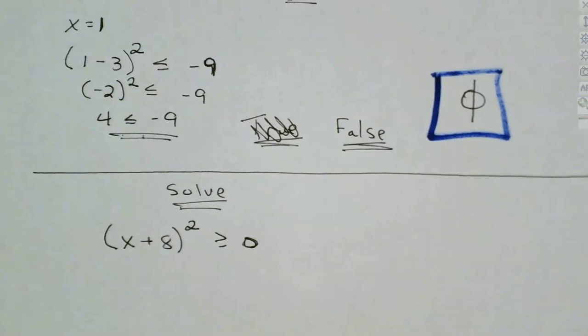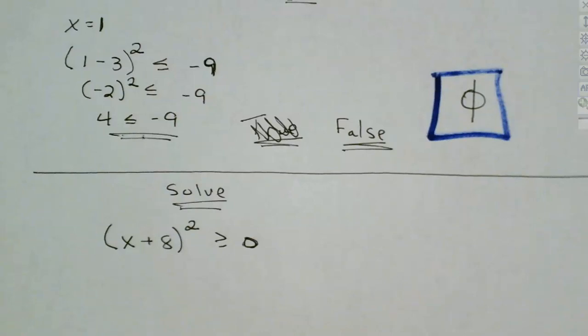Now the last one, it had no solution, and it was false. We had imaginary numbers. We couldn't even graph them. We plugged in a number to check to see what happened, and it came out to be false, so we had no solution. This one is going to give us one solution. How would you solve this equation? What property would you use?